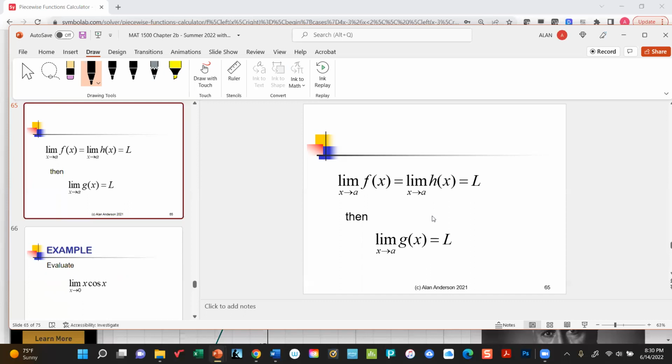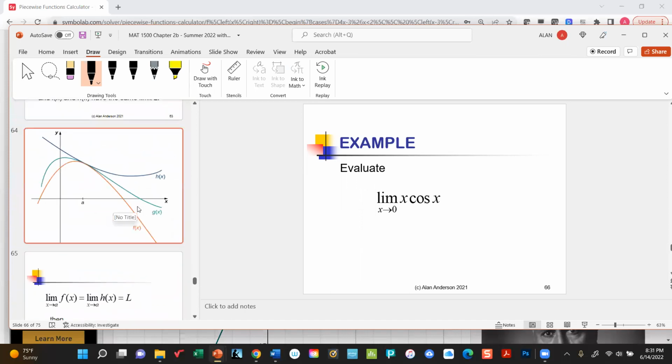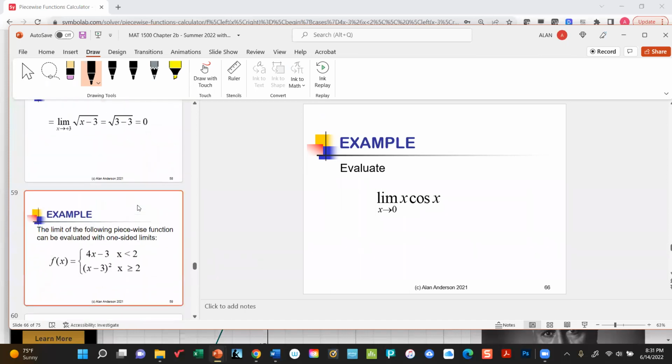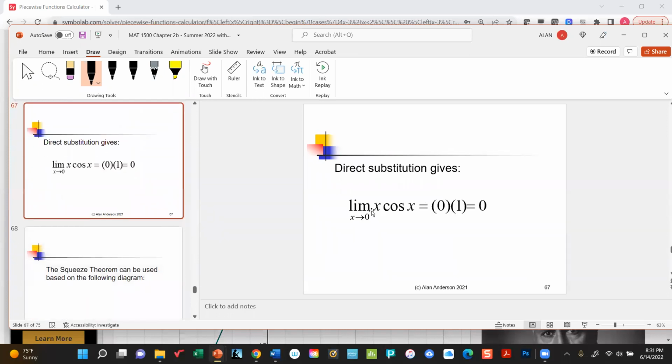So the example we have here is the limit as x approaches 0 of x times the cosine of x. Now ordinarily, if you were to plug these numbers directly into this function, you'll just wind up with 0. So we already know before we apply the squeeze theorem that the limit of this expression is 0. But let's see how we can use the squeeze theorem to determine this.